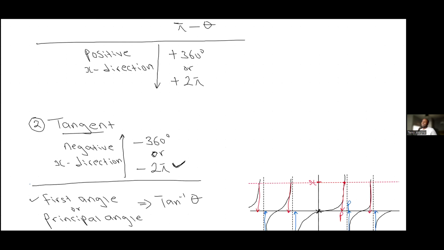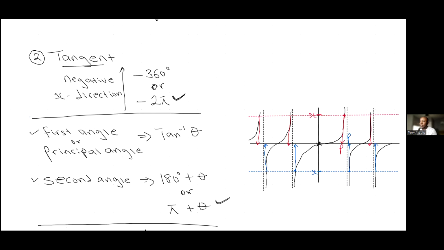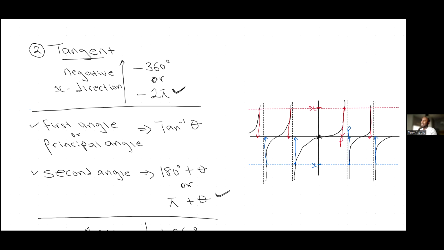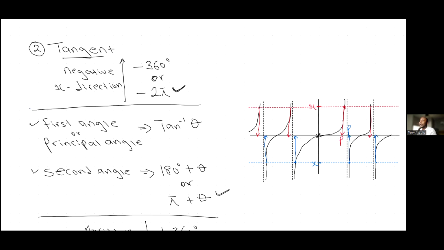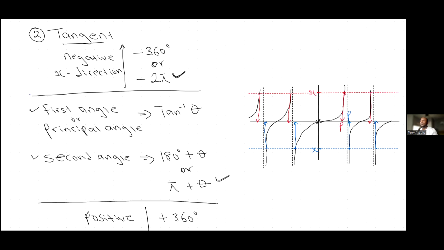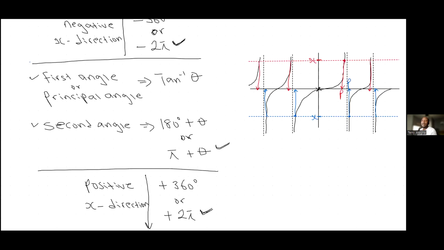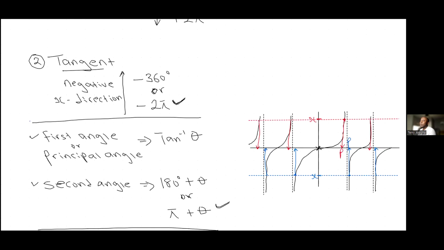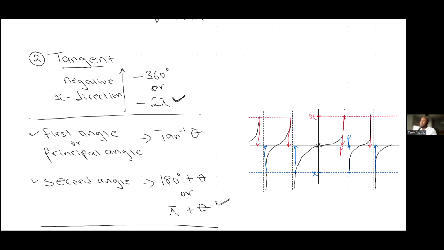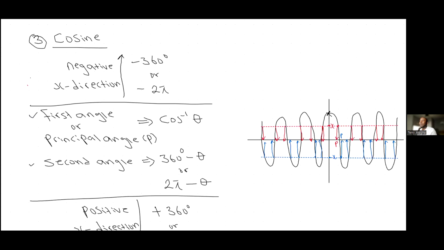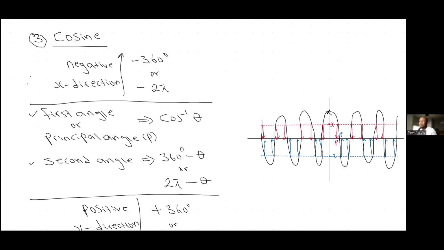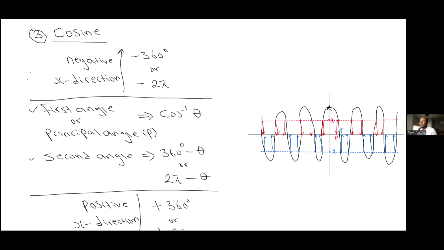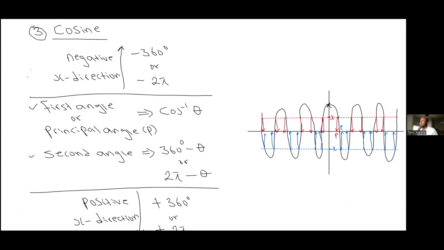For tangent, the first angle is the tan inverse of theta. For the second angle, you'll be adding 180 degrees or adding pi. If you're going the positive direction, same thing, you'll be adding 360 or adding 2 pi. And if you're going the negative, you'll be minusing 360 or minusing 2 pi. The cosine is exactly the same thing when you're going negative or positive. But the difference here is that for the second angle, you're going to have 360 minus theta or 2 pi minus theta. And the first angle will be the cos inverse of that.